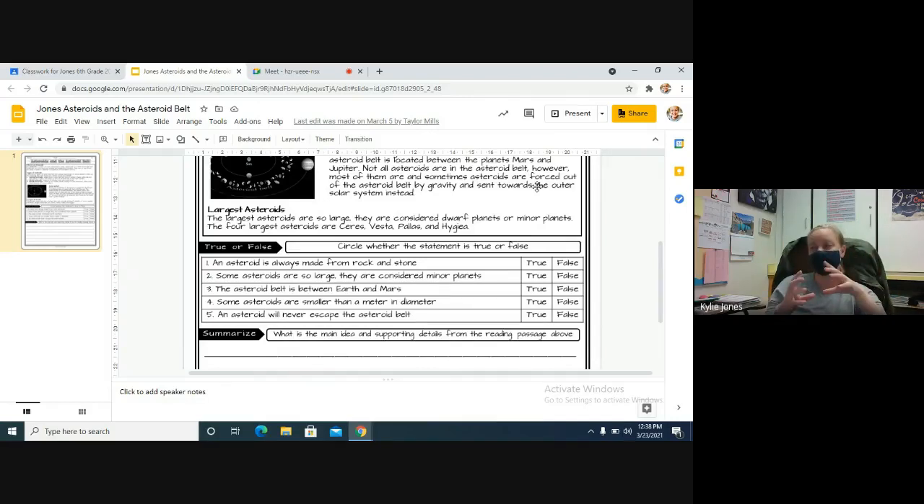So Pluto is smaller than Earth, but these asteroids are a little bit smaller than Pluto. Some of them are really, really big though. Like the ones that are listed, that says the 4 largest asteroids are Ceres, Vesta, Pallas, and Hygeia.